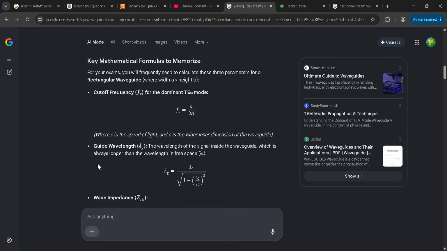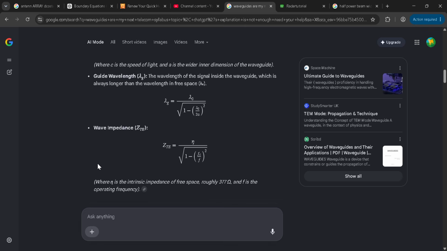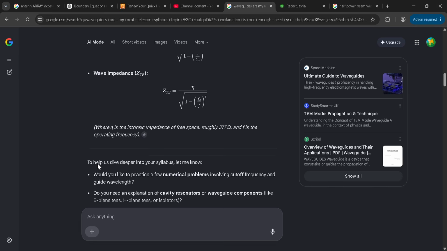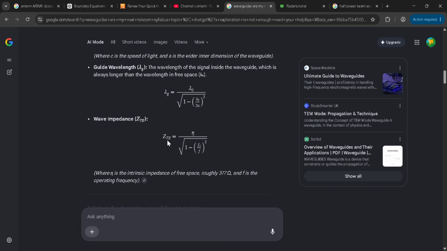To help us dive deeper into the syllabus, let me now visualize and practice a few numerical problems involving cutoff frequency and impedance. So we'll stop this waveguide lesson here. We understand what a waveguide is. If you want, we'll come again later. My brain is building up tension now.